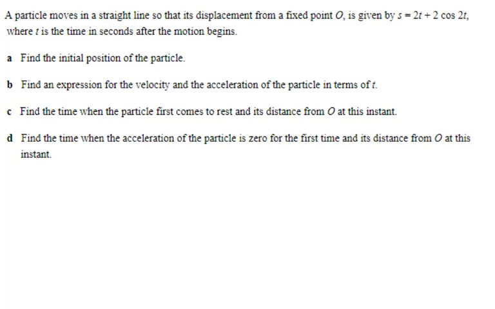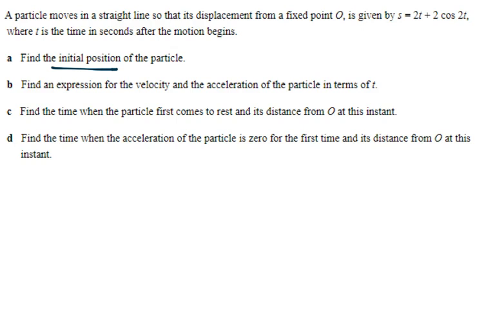For this question, a particle moves in a straight line so that its displacement is given as s equals 2t plus 2 cosine of 2t. Now you have to find the initial position of the particle. It shows that this particle doesn't start from s equals 0. Normally, most of the questions that we see have s equals 0 when t is equals to 0.